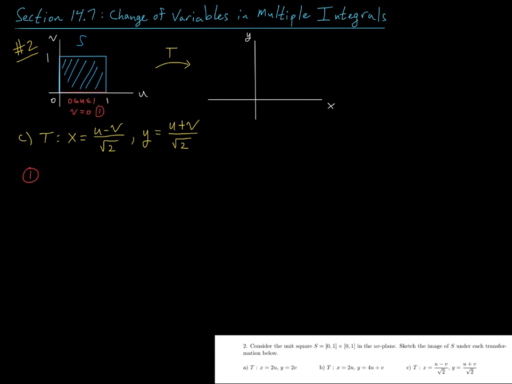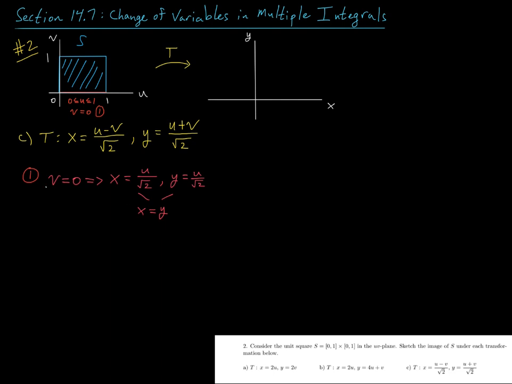Okay, so starting with that bottom edge, where u varies from 0 to 1, v is 0. So let's see, if v is 0, what are we going to get? Well, x then would be u over the root of 2, and y would also equal u over the root of 2. Since they're both equal, x and y are both equal to u over root 2, this implies that x and y are the same.